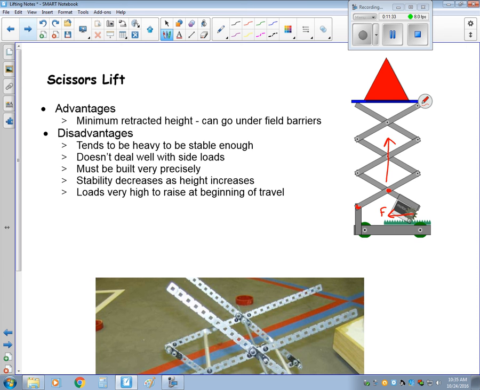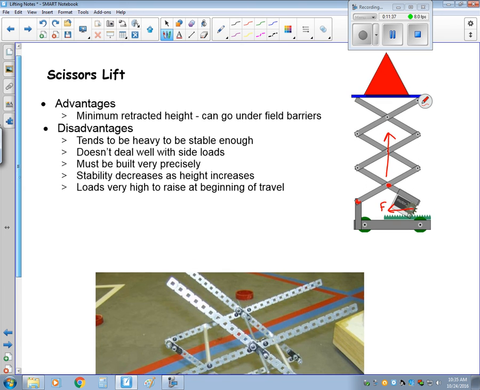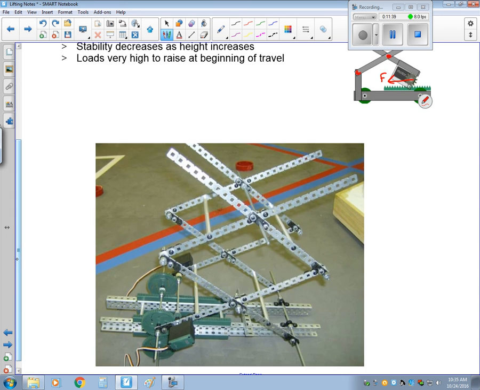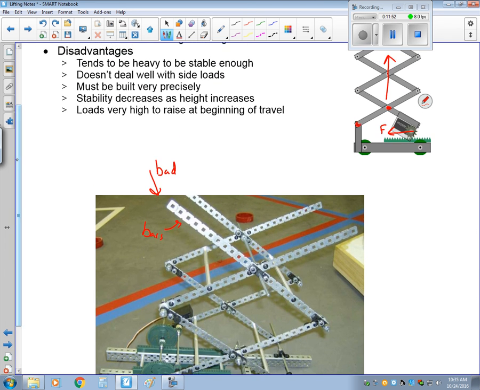Now these tend to be heavy. If we take a look at this design right down here, I would think this is a bad design because it's using these bars. And those bars are very flimsy. They're very easy to bend. So when you build this, you want to use C-channels or chassis rails, something that's a little better gauged, a little stronger, but that makes it heavier.